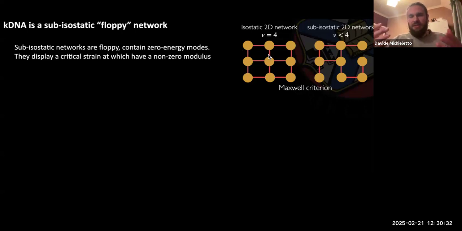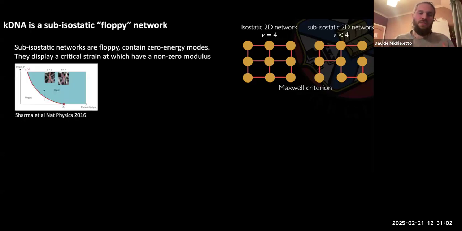the Maxwell criterion says that if you have the same degrees of freedom as constraints, then you are isostatic. And to have the isostatic criterion, you have to have 4 springs, essentially 4 constraints per node in 2 dimensions. But here we have 3 constraints per node, where each node is essentially a ring, and each link is an edge. So it's sub-isostatic, which means that it is floppy, so it has zero energy modes.